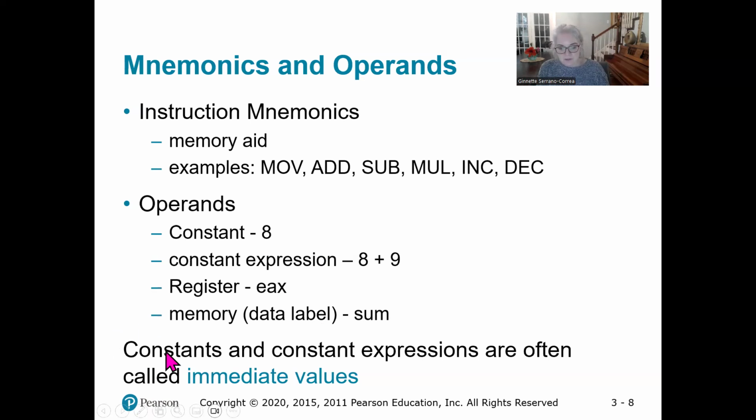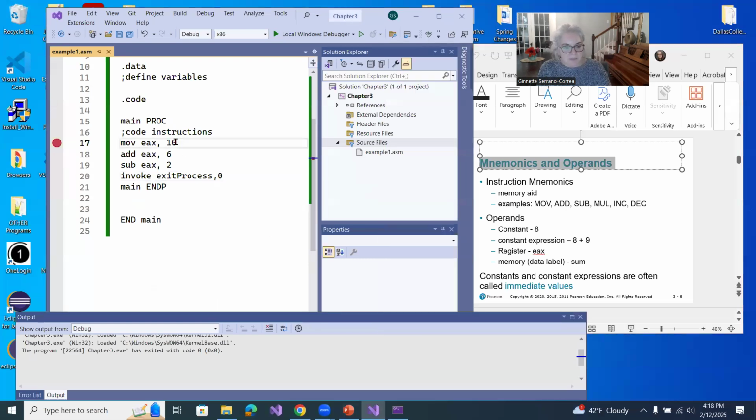Constants and constant expressions are often called immediate values, and that's what I'll call them. So this right here, 8, is an immediate value. In our example, 10 is an immediate value, 6 is immediate, 2 is immediate. And the reason they call it immediate is because the CPU doesn't have to go get the 10 from memory in RAM. The 10 is just available to it. It's immediately available. We don't have to go to a memory location. So we don't have to go to the register EAX, or we don't have to go out to RAM to a variable. We haven't created any variables yet.